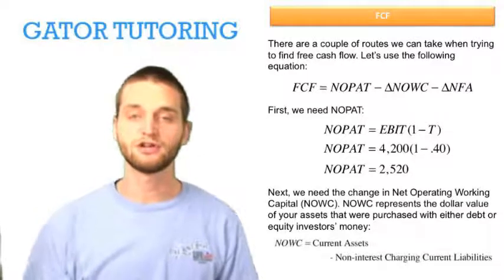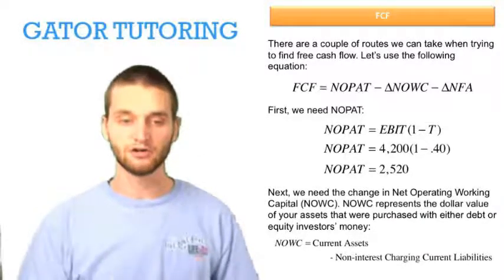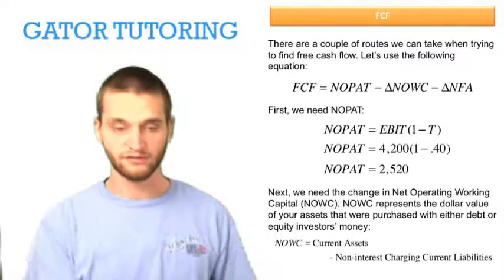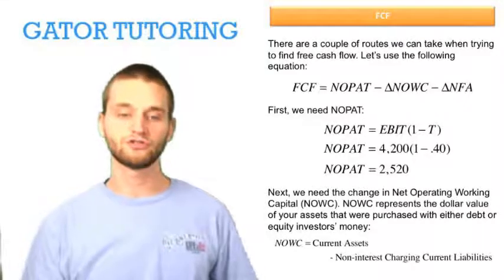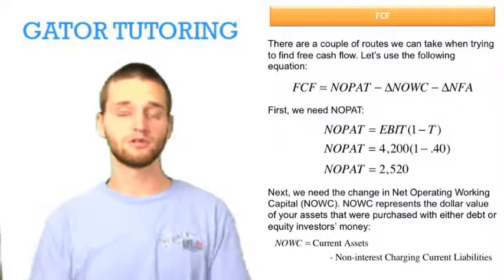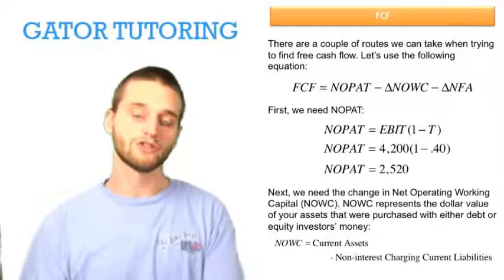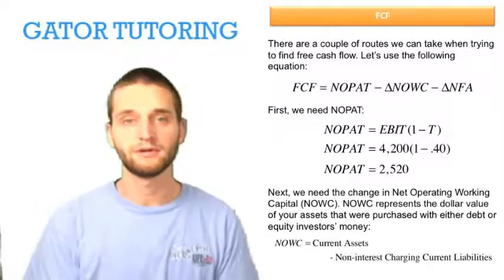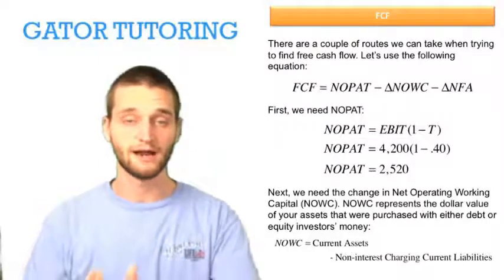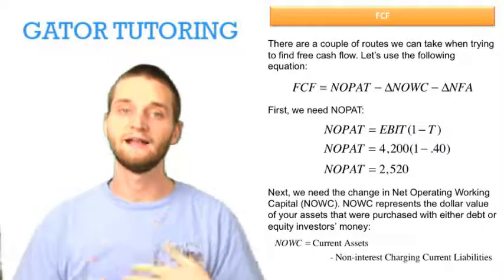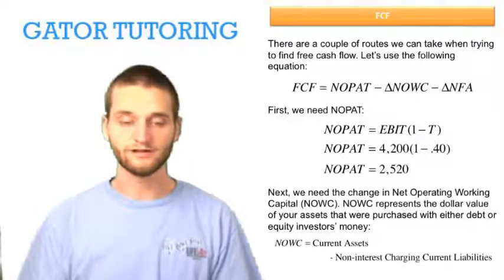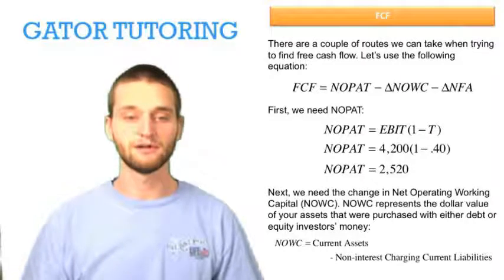And so the definition of net operating working capital is all of our current assets minus the non-interest charging current liabilities. So basically we want to subtract those non-interest liabilities from our current assets because we're not paying interest on them. And net operating working capital, we're only looking at the assets that we do pay interest on. So that's the idea behind NOWC.